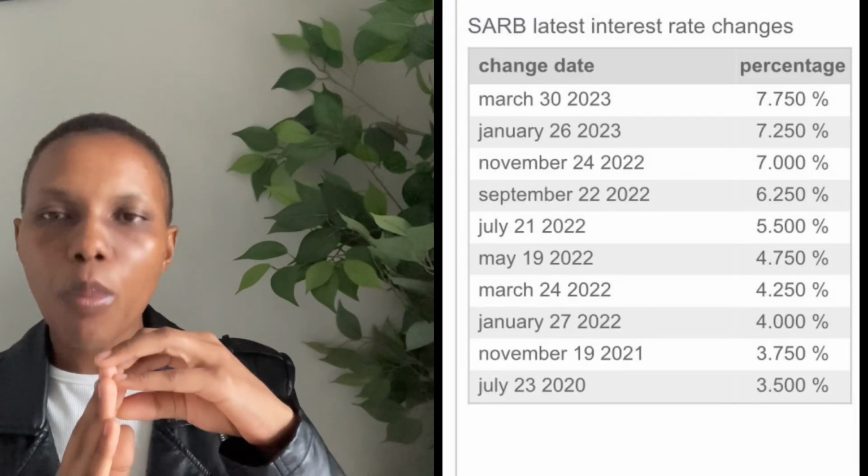So the Reserve Bank lends money to a commercial bank. And in order for them to lend money to a commercial bank, the Reserve Bank charges a rate to the commercial bank, and that rate that the Reserve Bank charges to the commercial bank is what we call the repo rate, which is the repurchase rate. And currently what the Reserve Bank is charging the commercial bank to lend them money is 7.75%.